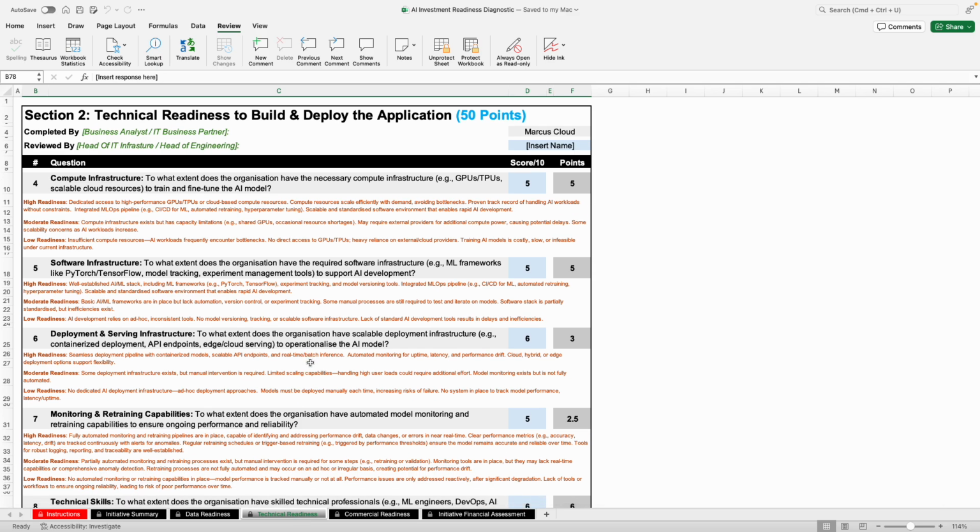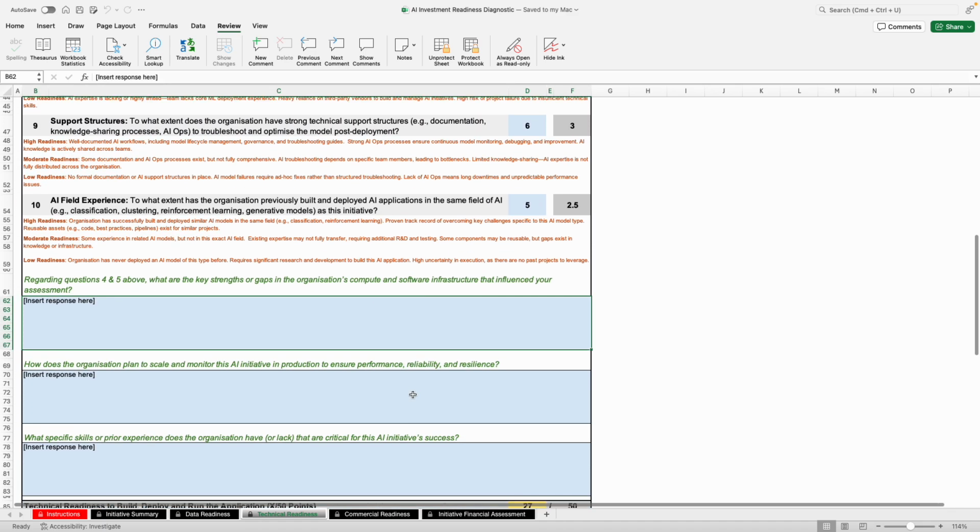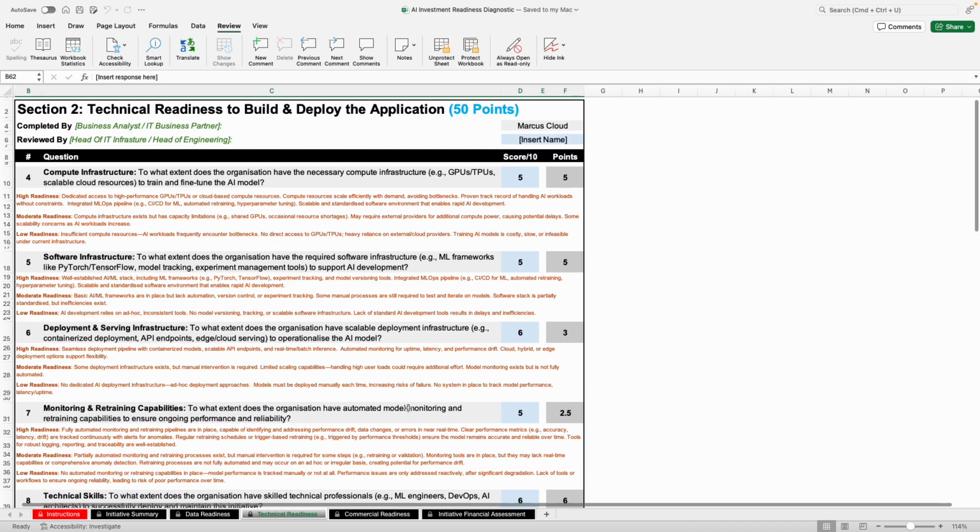This section is completed by an IT business partner or business analyst and reviewed by the head of IT infrastructure. Within this assessment, we need to rate the organisation's compute infrastructure, software, deployment capabilities, technical skills, and prior AI experience. Again, only entering inputs in the pale blue cells. With this section complete, we can move to the commercial readiness section.